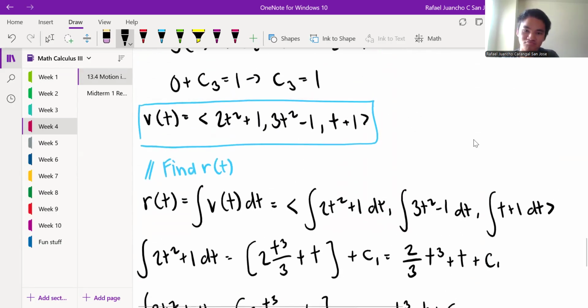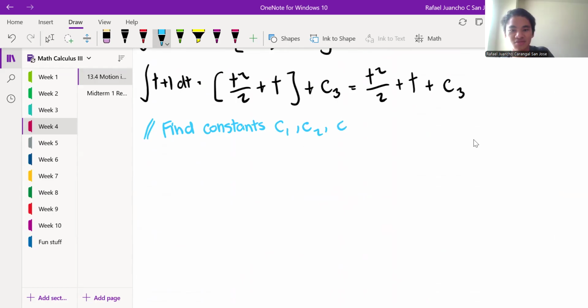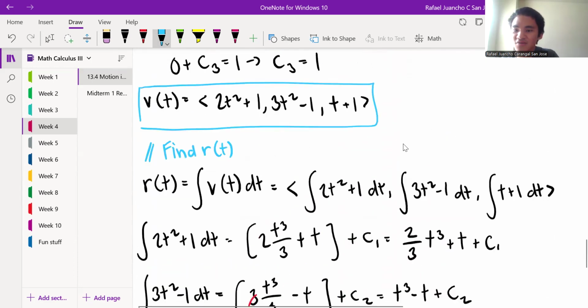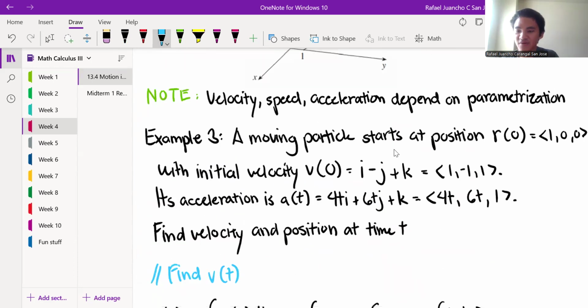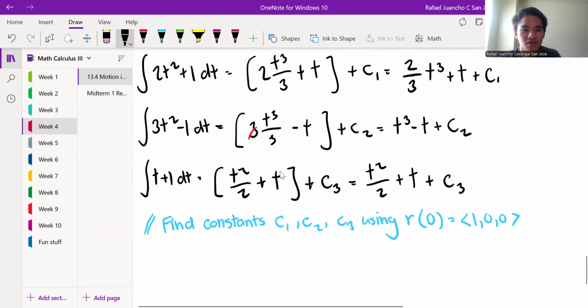And then again, I find my constants, right? Using the information I have about my position vector. So again, I find my constants C1, C2, C3. What do I know about my position vector? My r of something. Do I have that? Yes, I do. I have r of 0, which is equal to 1, 0, 0. That's my vector. Okay, now what?